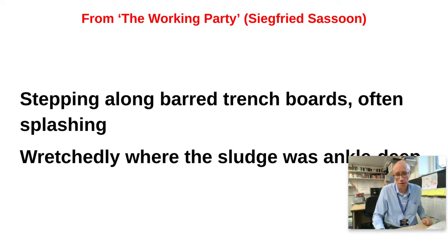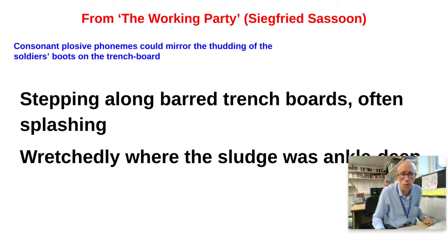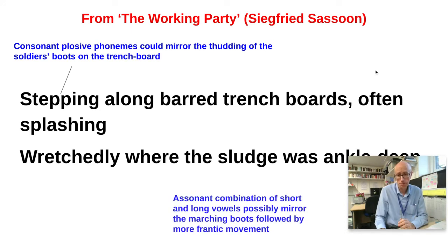Right, let's do an analysis of it then. First of all, we have the consonant plosive phonemes here. Because we've got p and b in the first line, as in stepping, and then barred and board. So you could argue that this is mirroring the thudding of the soldiers' boots on the trench board. So there's a good example of consonants.